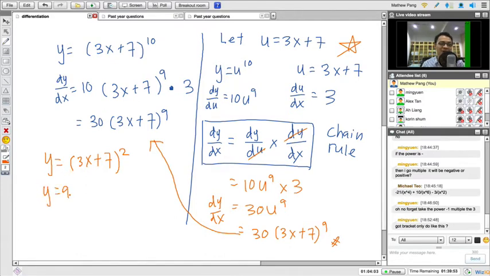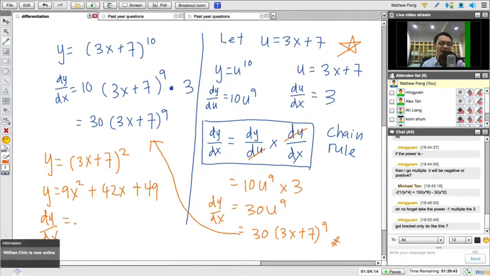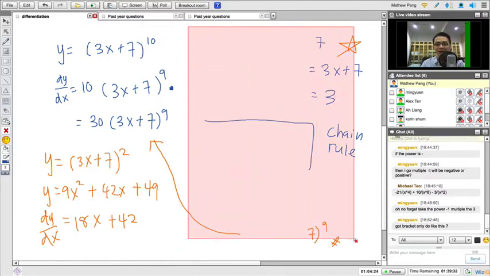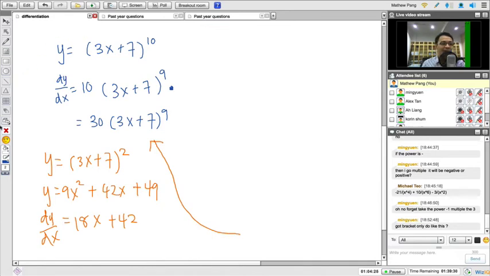Y equals 9x squared plus 42x plus 49. I expand already, then only I do dy dx. Then what I will have is 18x plus 42, isn't it? Alright, so I'm going to use the other method to see whether I can get the same answer or not. Oh, sorry, let me erase this nicely. Alright, this one is what I got, right? 18x plus 42. Okay, right.